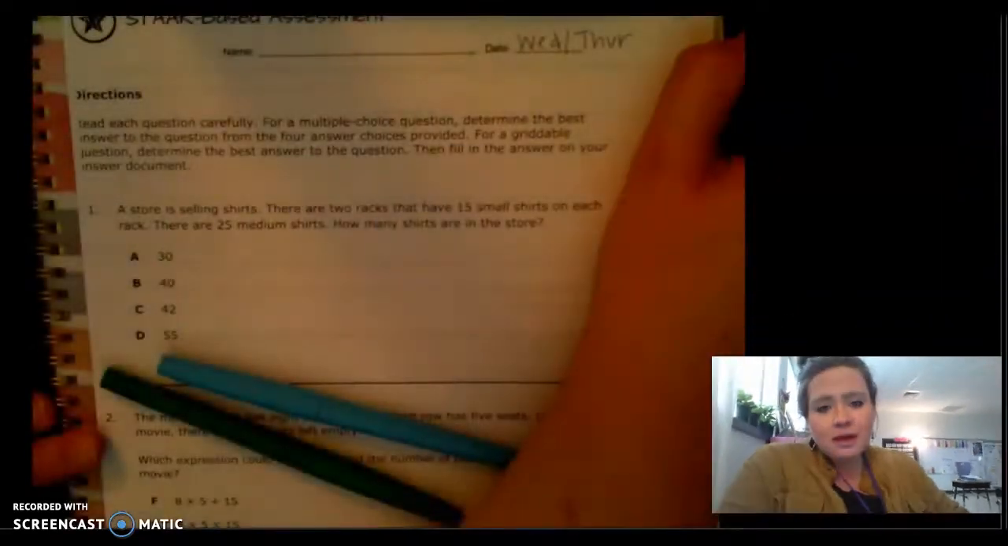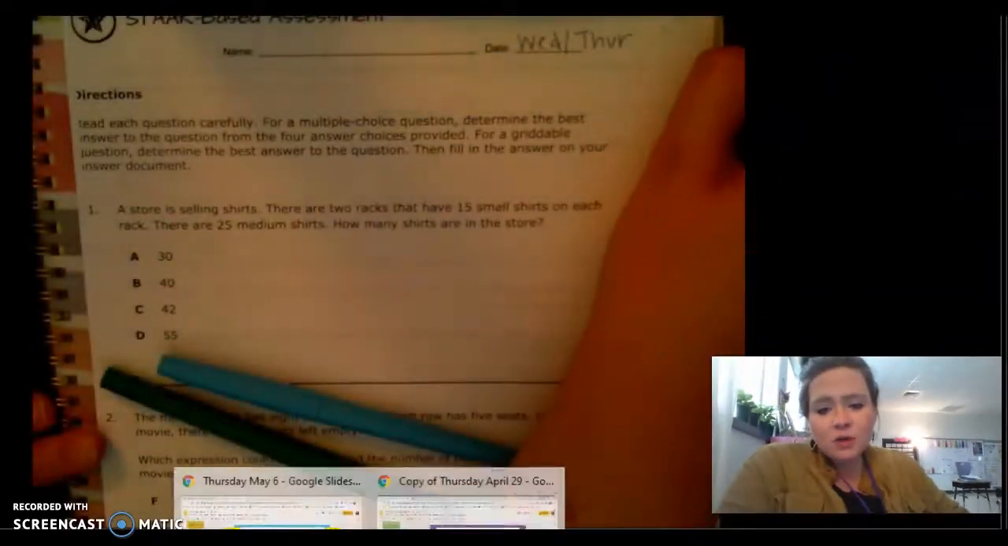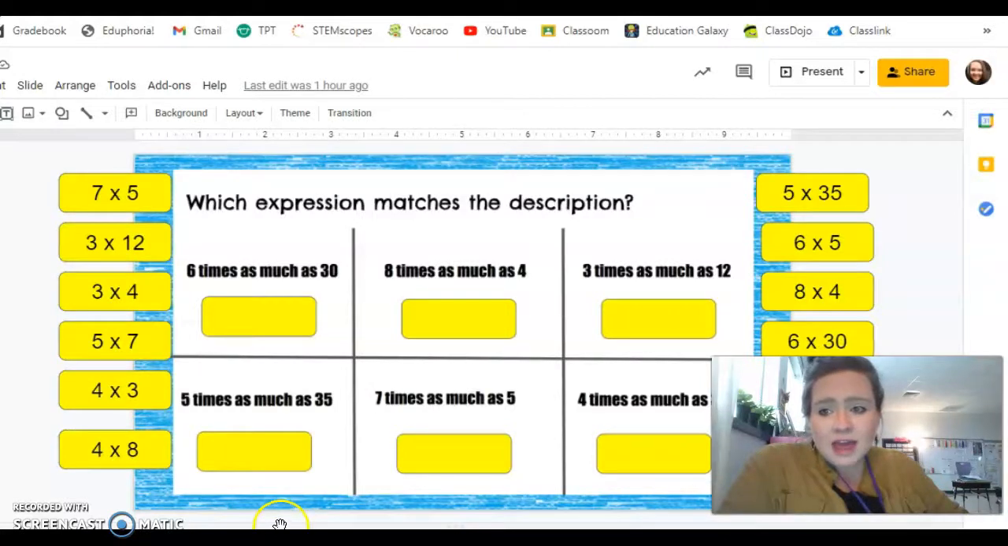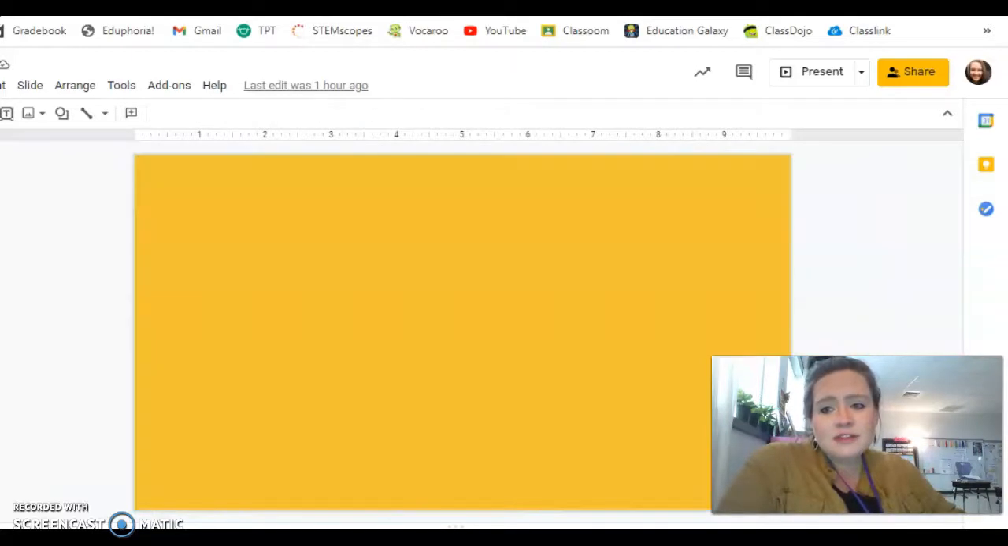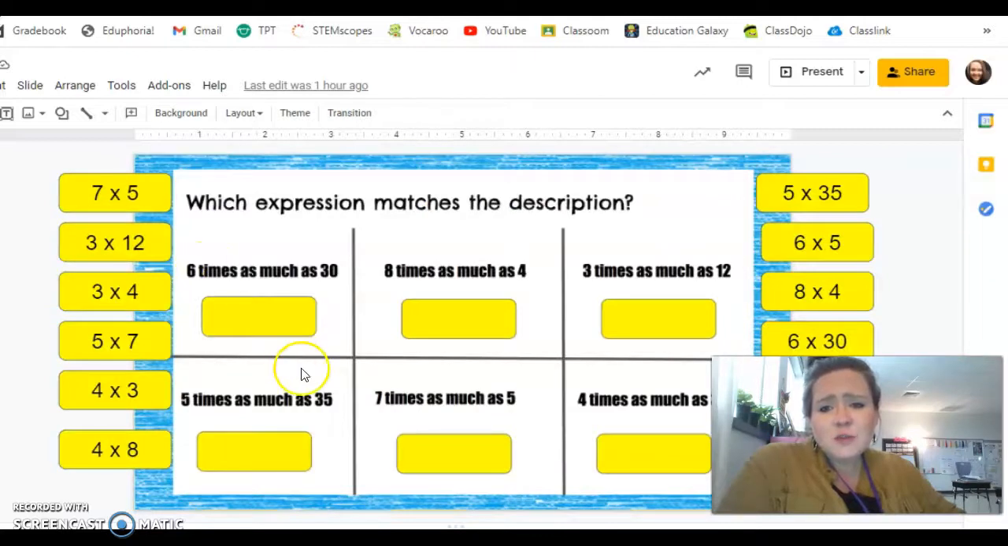Hey, third grade, we are going to be continuing practicing multiplication and division problems, some more representing them with models, some solving them. Really quickly, before I get to that, I want to show you guys what your interactive slides look like. So after you are done watching this video, it is an expectation that you guys complete these two interactive slides, all right? So this first one is you're matching the expression to the description.